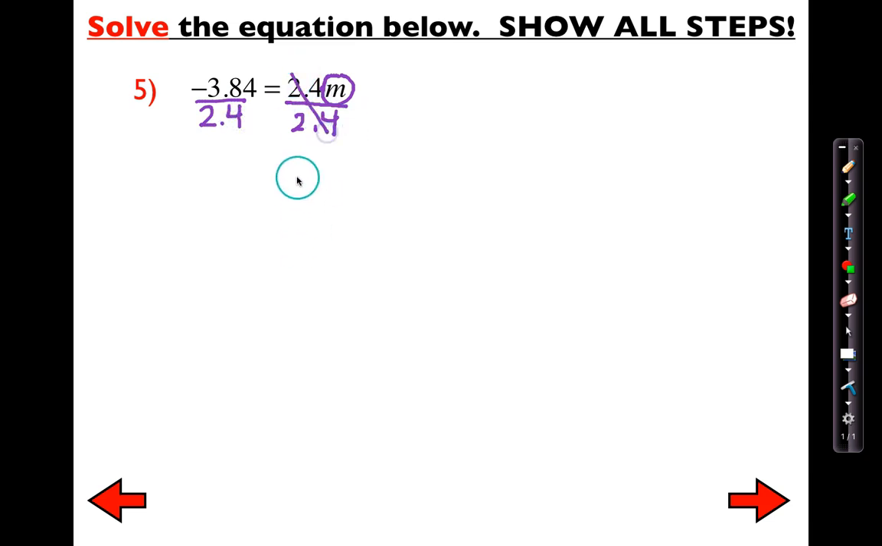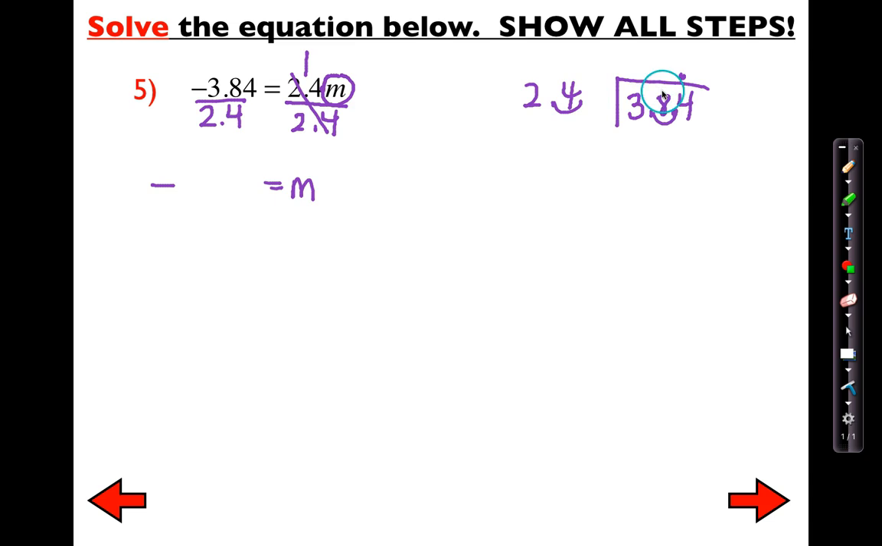So that's going to go away, which by that I mean it's going to turn into 1. 2.4 divided by 2.4 is 1. What is 1 times m? It's just m. Here, our answer is going to be negative because the negative divided by positive is a negative. Now I'm going to go ahead and divide this out. 3 and 84/100 divided by 2 and 4/10. Our decimal moves over one place.